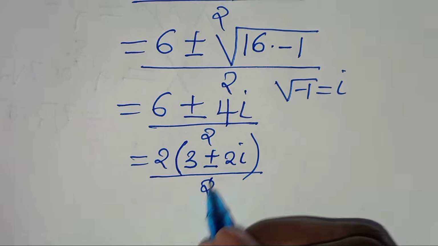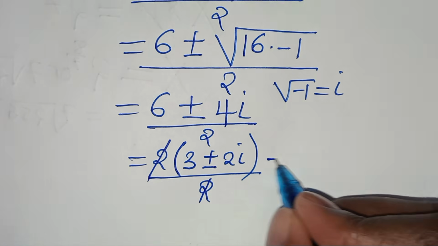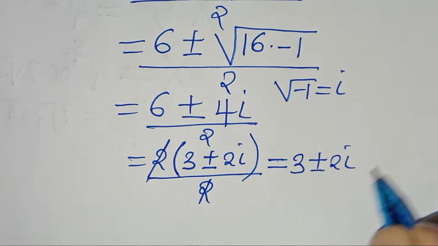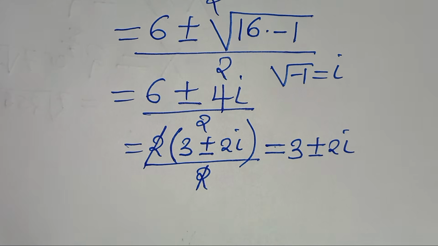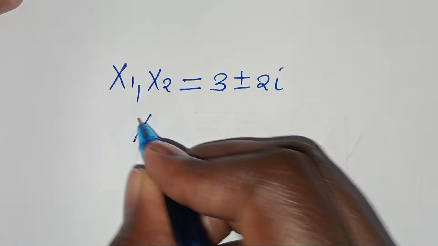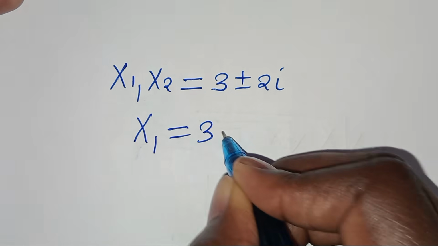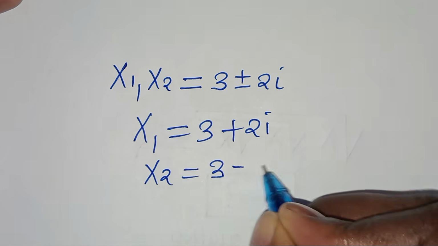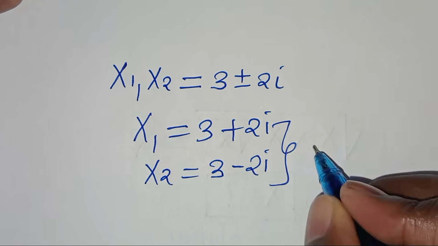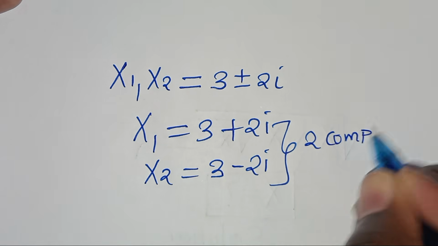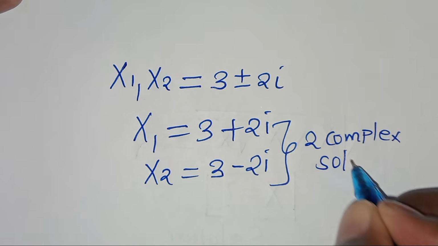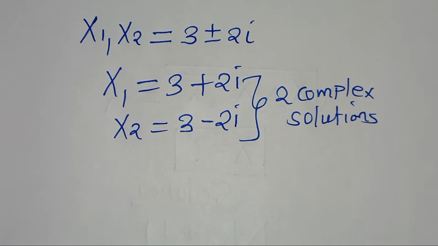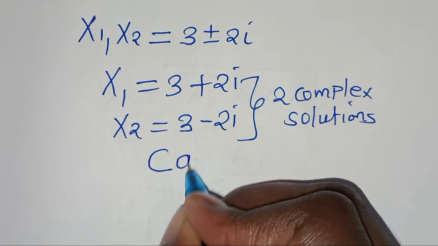So this means that we can simplify 2 and 2, and this means we have 3 plus or minus 2i. Now this implies that x1 is equal to 3 plus 2i, and x2 is equal to 3 minus 2i. These are two complex solutions under case 1. So let's proceed to case 2.